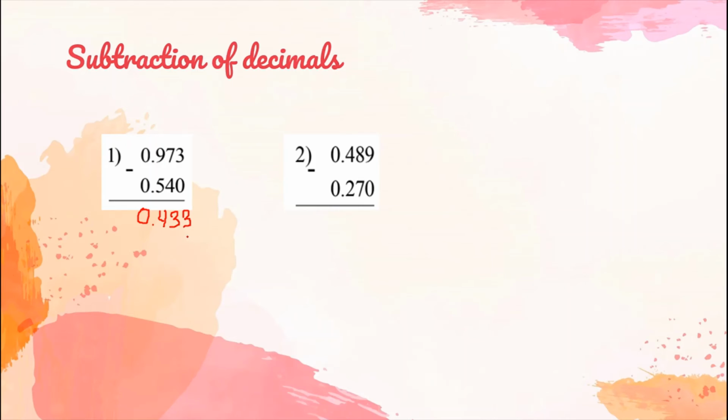Okay, now let's proceed to number 2. Decimal point is properly aligned, correct? Then we can now start subtracting. So 9 minus 0 is still 9. 8 minus 7 is 1. And 4 minus 2 is 2. Align the decimal point and add 0 here. So for our answer in number 2, we have 219,000.